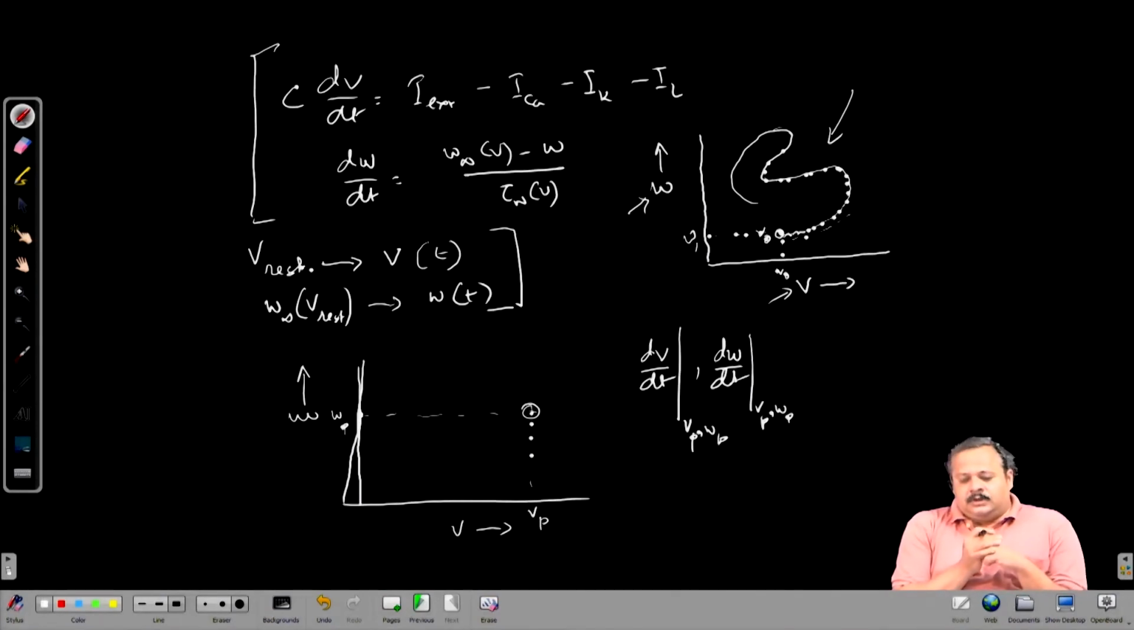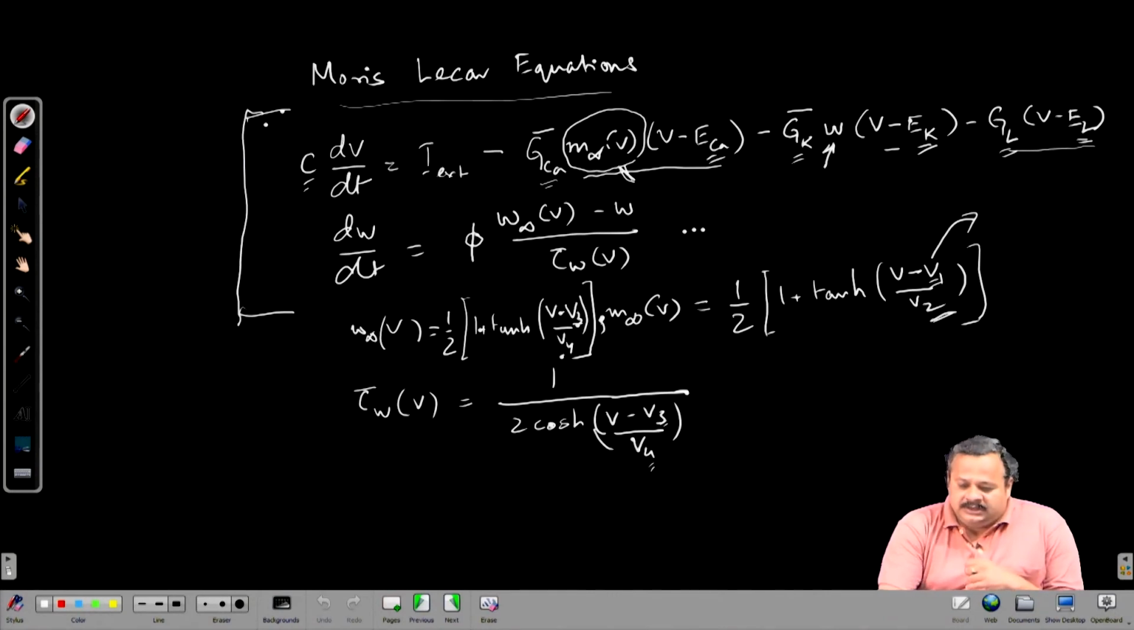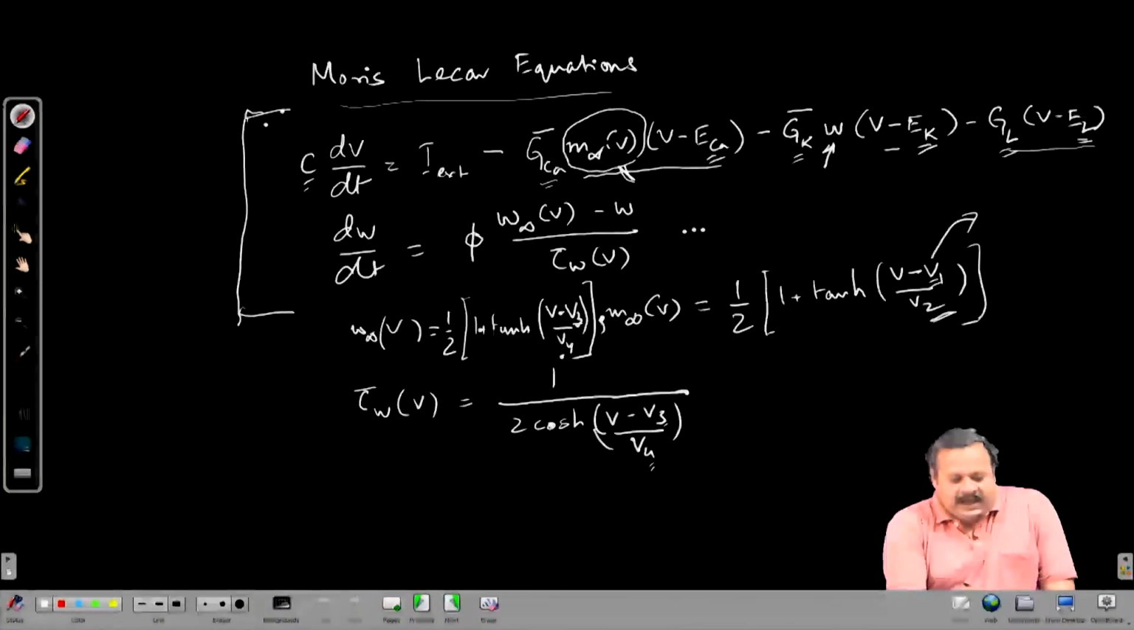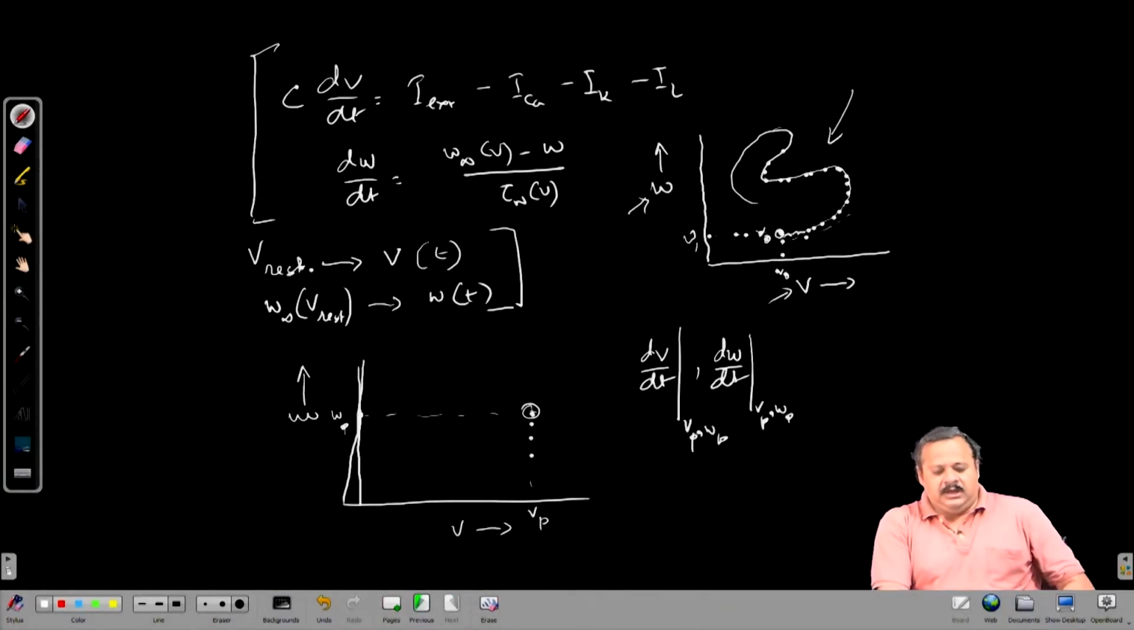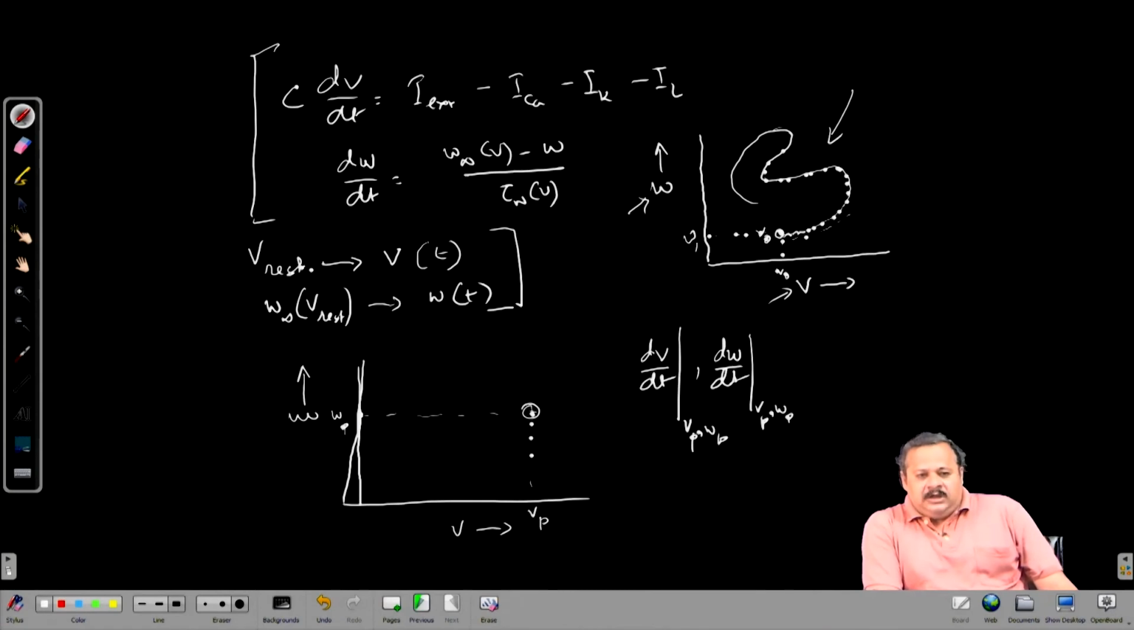Remember, if we go back to the previous slide, given all these variables and parameters, we can calculate what dV/dt is going to be and what dW/dt is going to be at that particular point VP, WP in this plane. And what do dV/dt and dW/dt tell us? It tells us how V is going to change with t at that location. Similarly, dW/dt is going to tell us how W is going to change at that location.